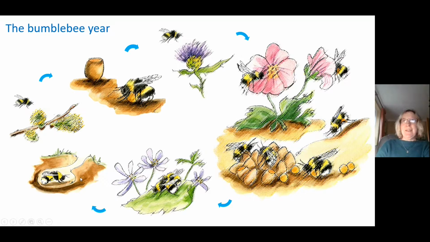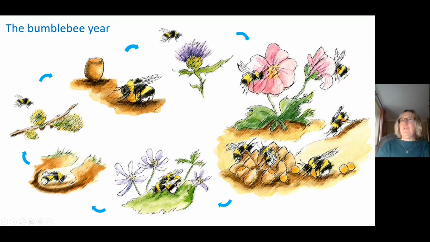And right at the end, the old colony will gradually die off. The old queen, the males, the workers will all die off. But with a bit of luck and with the right conditions and with enough food, the new queens will find a suitable hibernation place and sleep through the winter in order to start the process again.